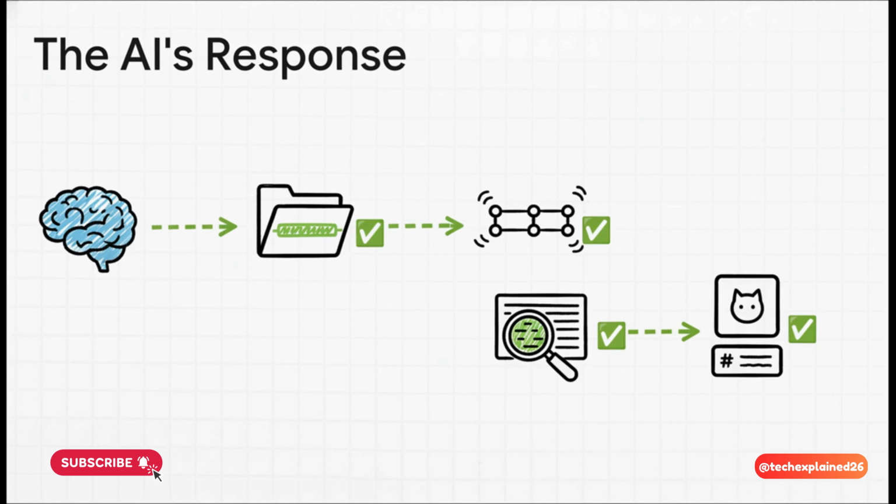It goes and reads the files directly from your project, it checks the version history using Git, it analyzes the code, and then it goes and creates a real issue in GitHub. It's no longer just a chatbot, it's an active partner in your workflow.